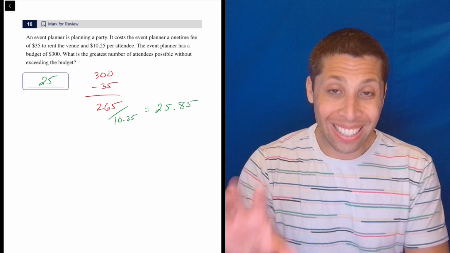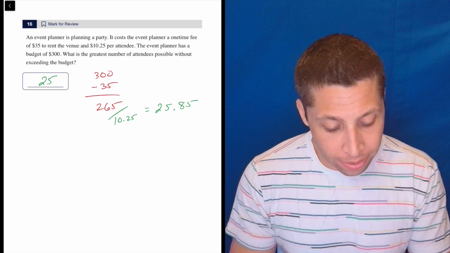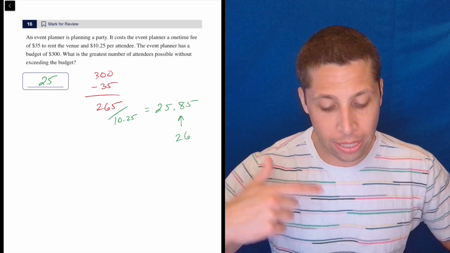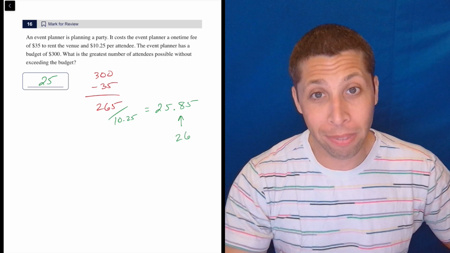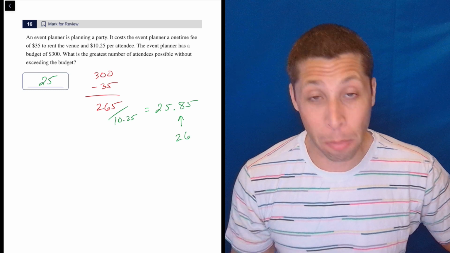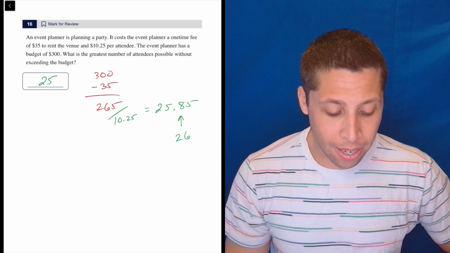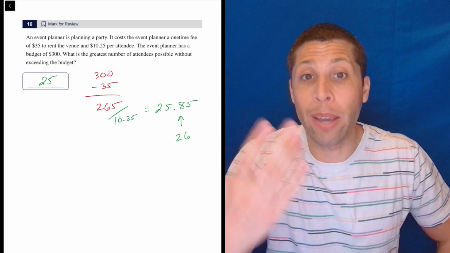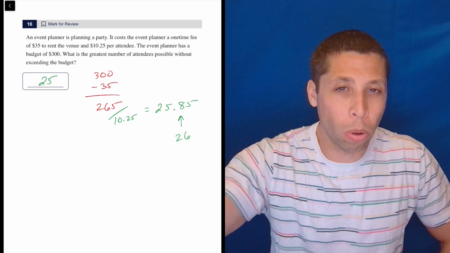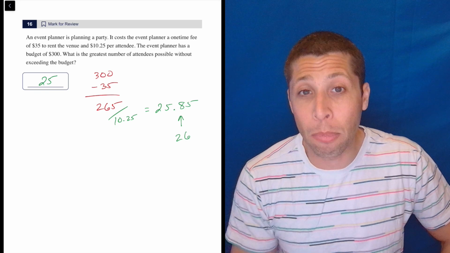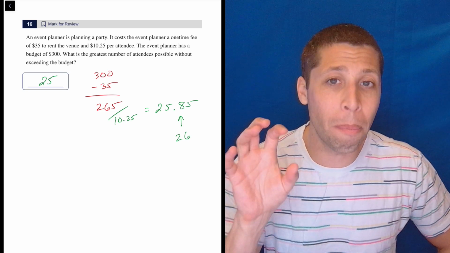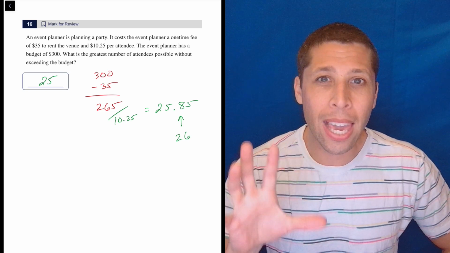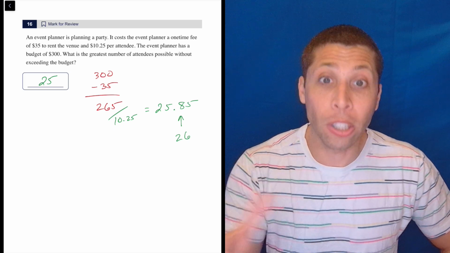Now the potential trap here is our instinct might be to round this up to 26. Because you're like, okay, it's got to be a whole number, right? Because it's a number of people. You can't have part of a person. And then 26 would be what normally 25.85 would round to. The 8 would round it up. But you have to think of the story. This is a classic SAT move. They know that some of you get so robotic about math, so locked into a particular method that you can't shake it. You can't think for yourself.